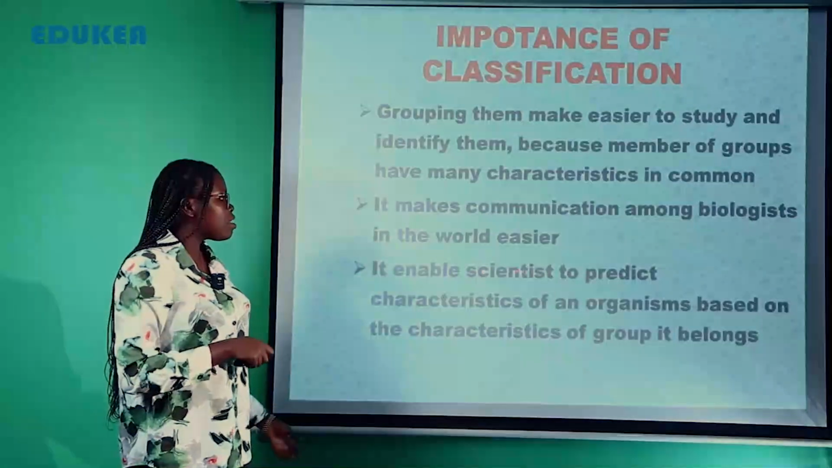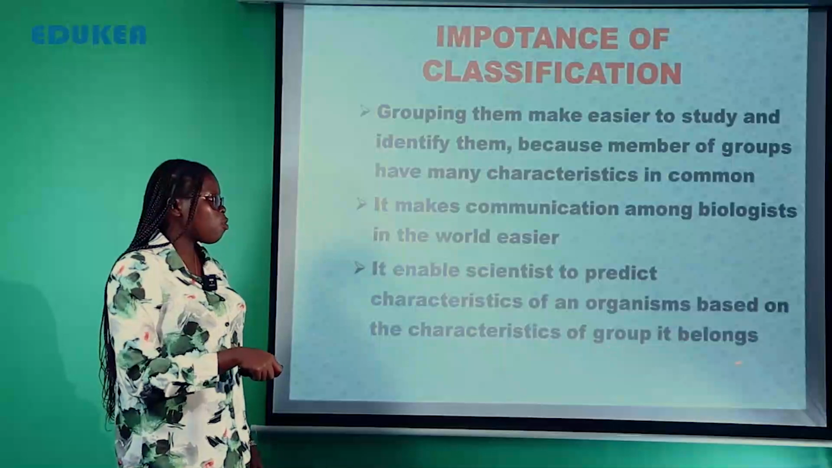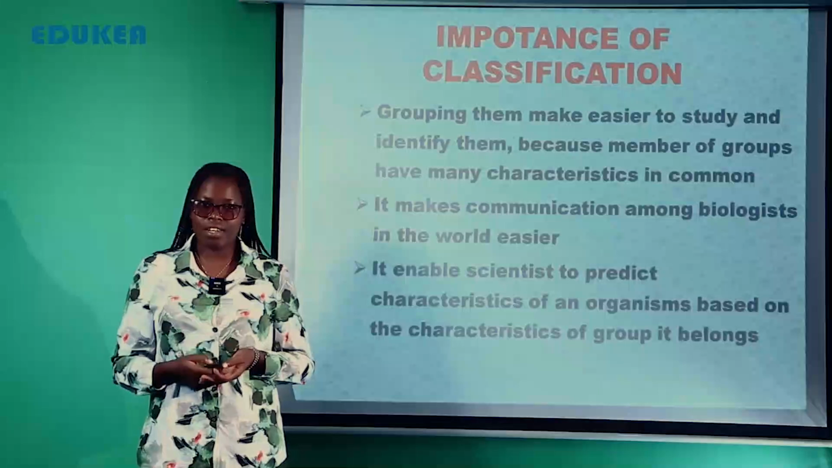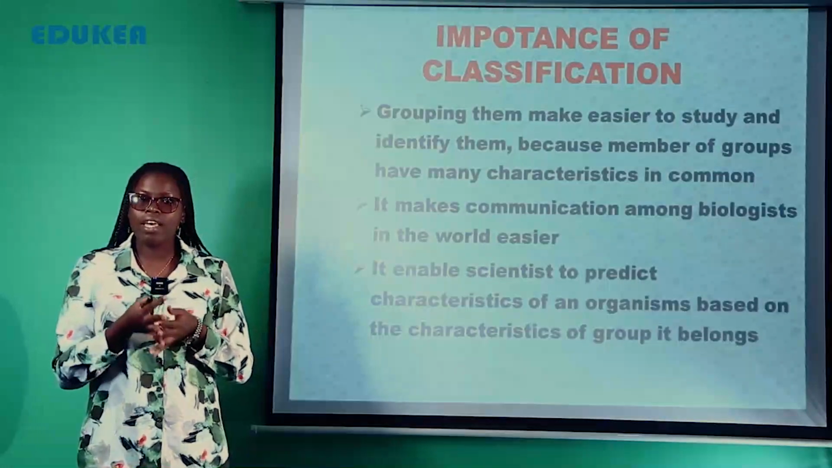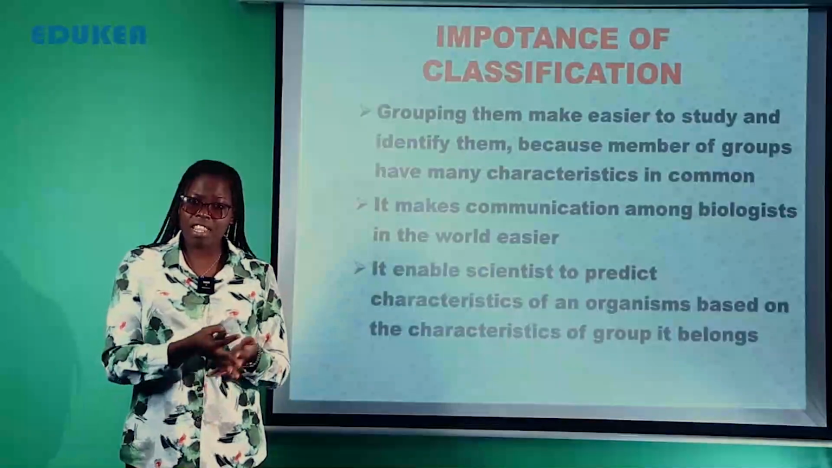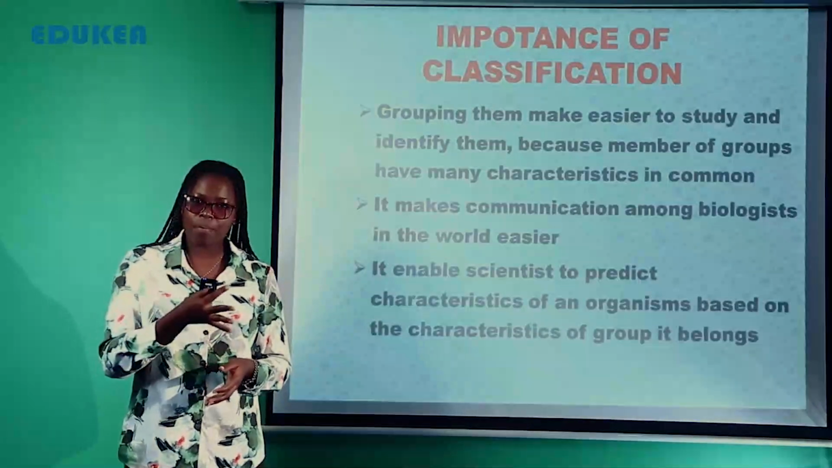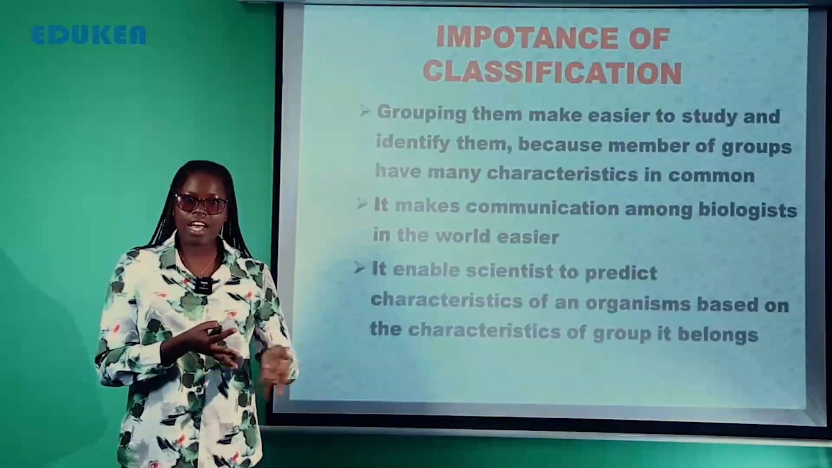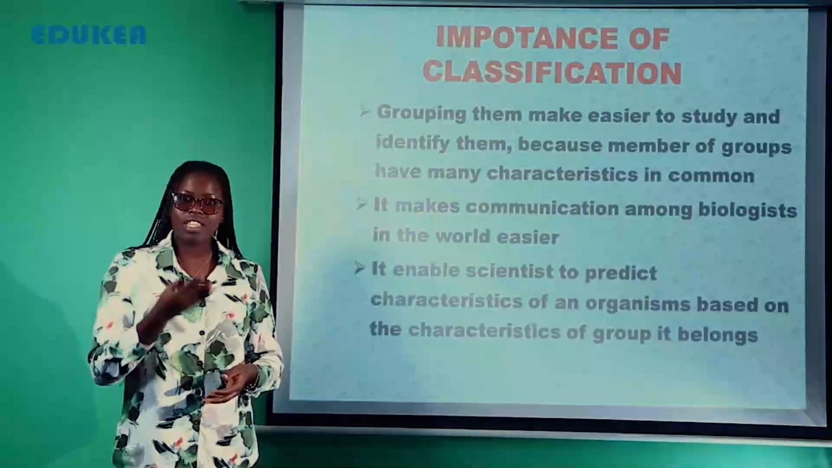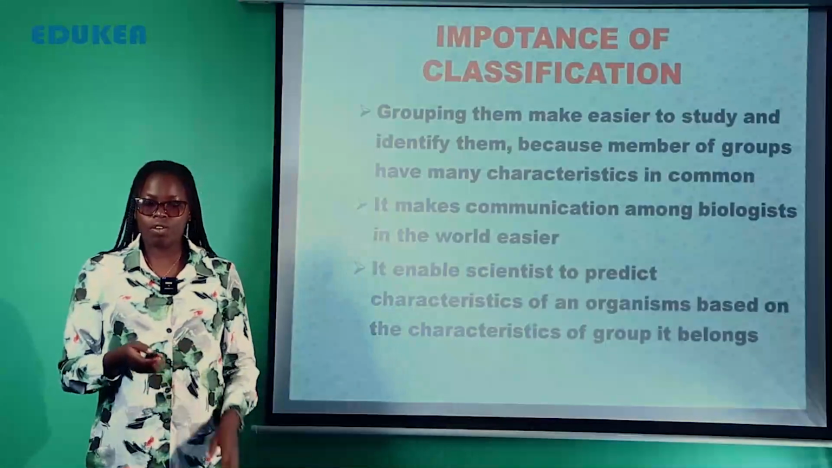And the other one, it enables scientists to predict the characteristics of an organism based on the characteristics of the group it belongs to. By knowing the groups of organisms, different scientists can predict their characteristics. Example, when we talk about the kingdom Monera, what's coming to your mind? The kingdom Monera comprises bacteria. Now, what are their characteristics? First of all, they are prokaryotes. The second one, they are unicellular. So this is all about the importance of classification. You can predict the characteristics of an organism by knowing the group they belong to.